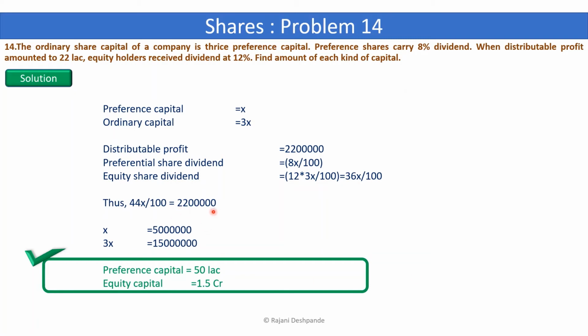So now you can find out the value of x here. So you get x as 50 lakhs and 3x as 1.5 crores. So the preference capital here is 50 lakhs and the equity capital or ordinary share capital is 1.5 crores.